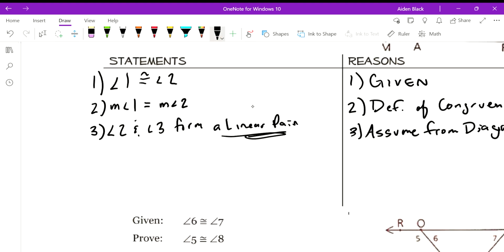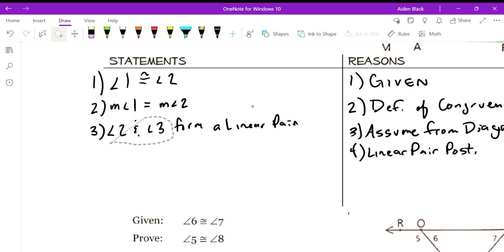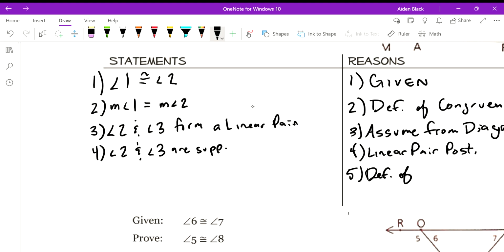Now, since we have that information, we can use the linear pair postulate to state that angle 2 and angle 3 are supplementary, because that is what the linear pair postulate tells us. So, since they're supplementary by definition of supplementary angles, we know that the measure of angle 2 plus the measure of angle 3 equals 180 degrees.